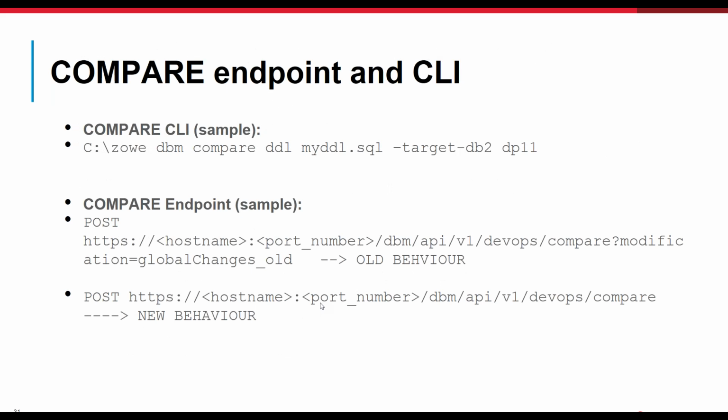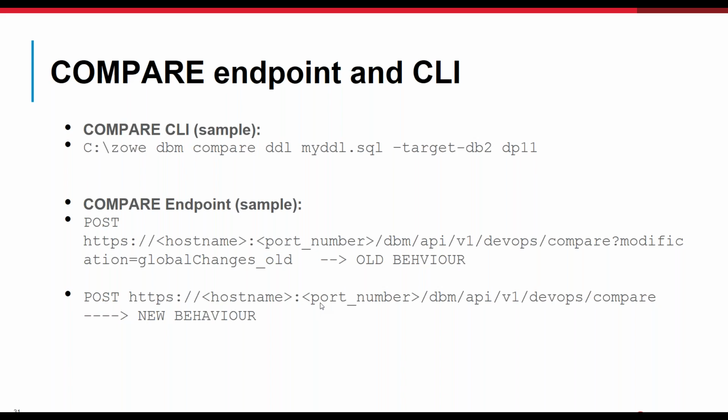This is the compare endpoint and CLI. Within the compare CLI, for example, here is how I can use it. In the sample, I am executing the DBM compare DDL CLI by providing my own DDL with the target Db2 subsystem called DP11. That's the way I am comparing, and the same thing works with the endpoint as well.